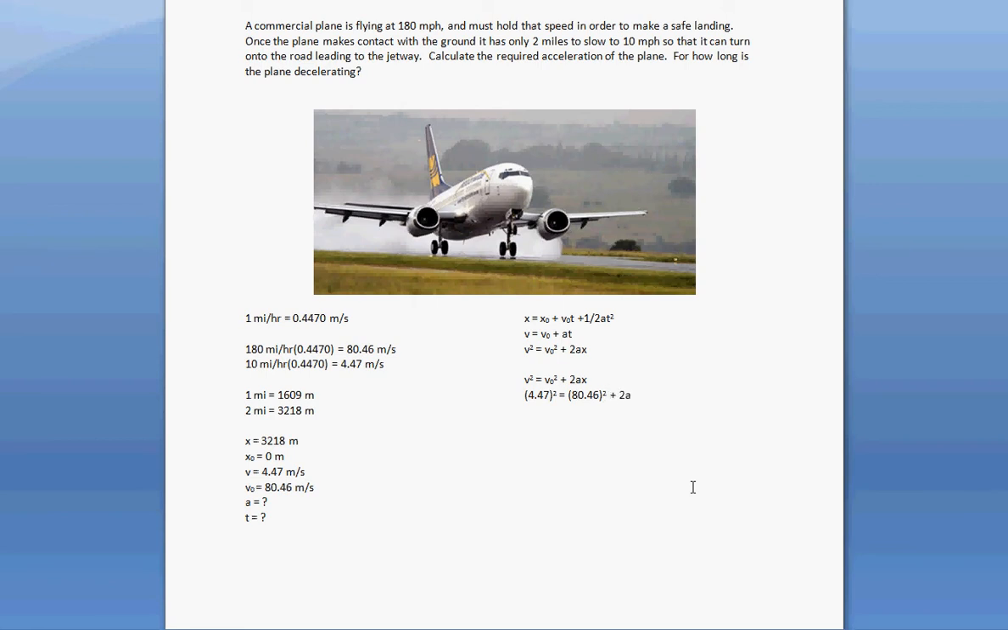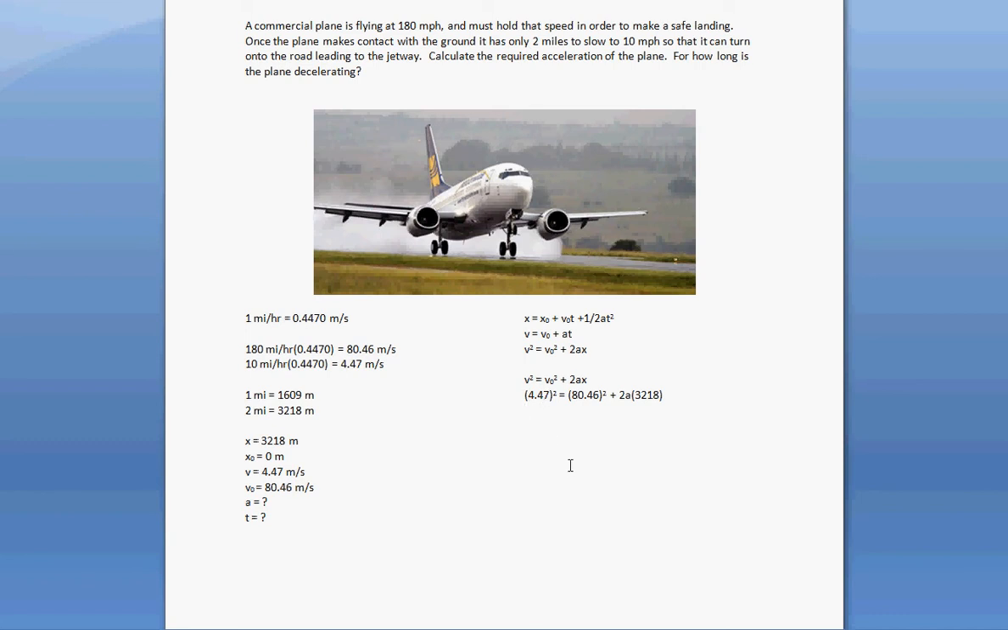plus 2a. And this x, by the way, is actually delta x. That's the change in position. But as long as your starting position is 0, this is basically the same as just your final position. But be careful, if this is not 0, you got to subtract these to figure out what goes in there. So the change in position is that right there. And now we just got to do math.